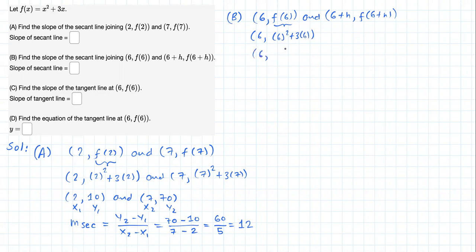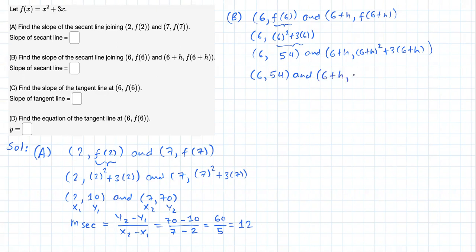Which is just, 6 squared is 36. 36 plus 18, this is just 54. Okay, and this guy, 6 plus h input value, output value 6 plus h squared plus 3 times 6 plus h, right? Okay, let's do the math now for the second point.